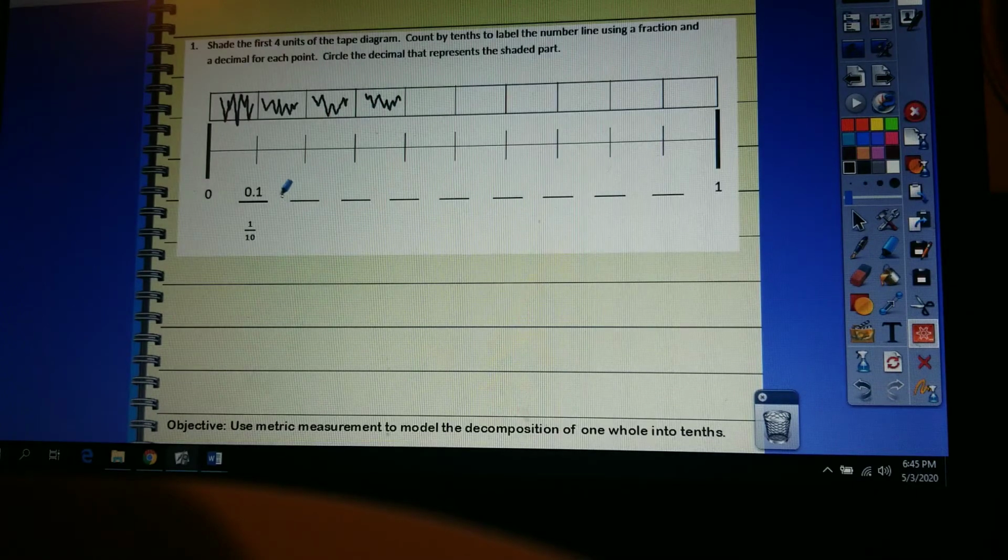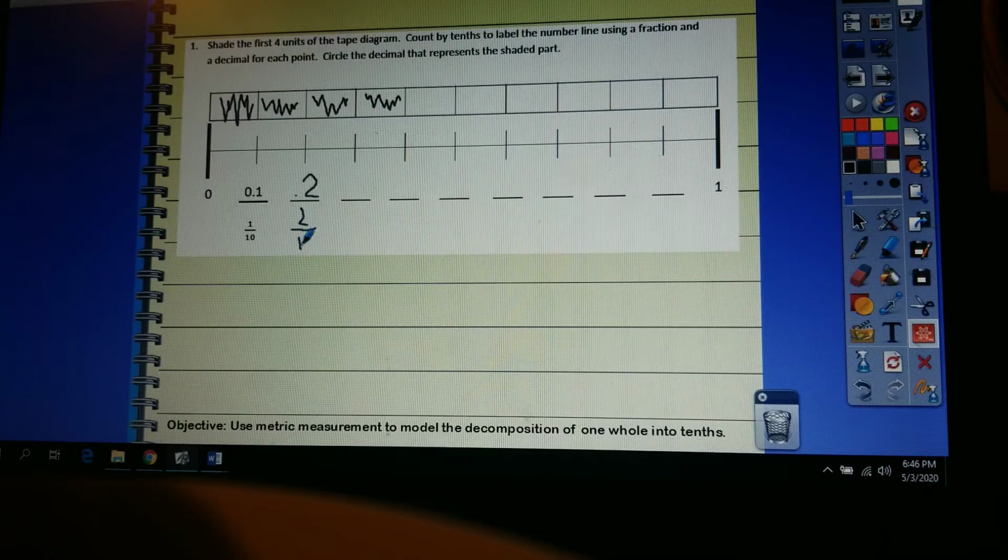So when we write that down here to go along, our number line has a 0, and then our number line has a whole, which is 1. So we have 1/10. After 1/10, we would have decimal point 2, which would be 2/10.